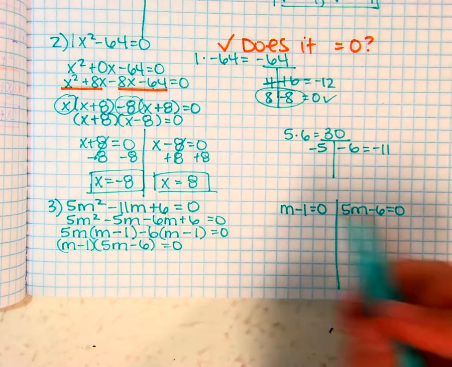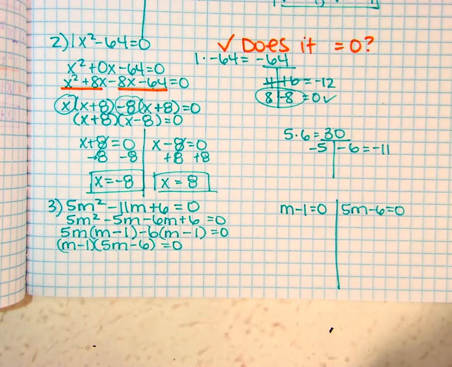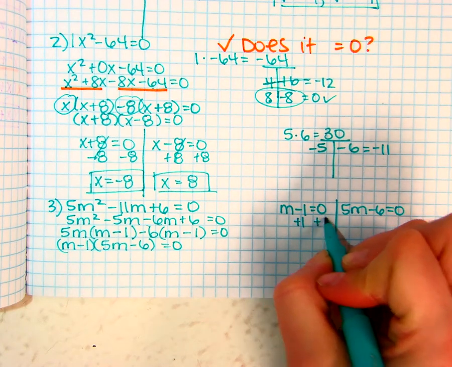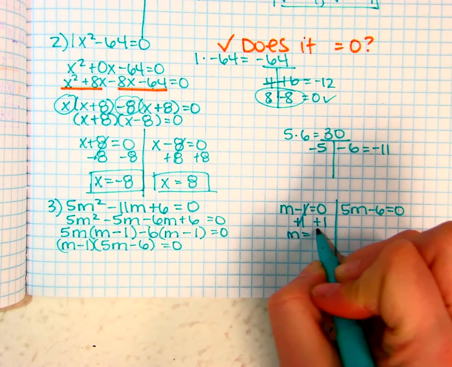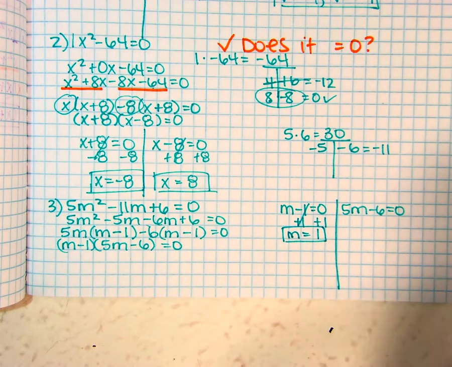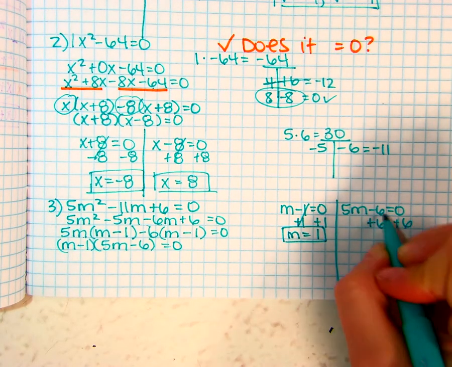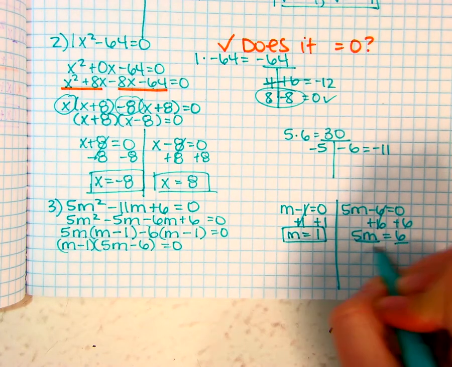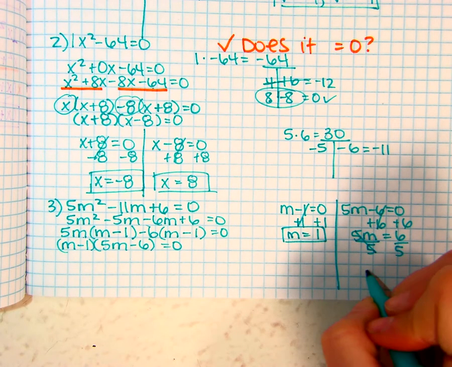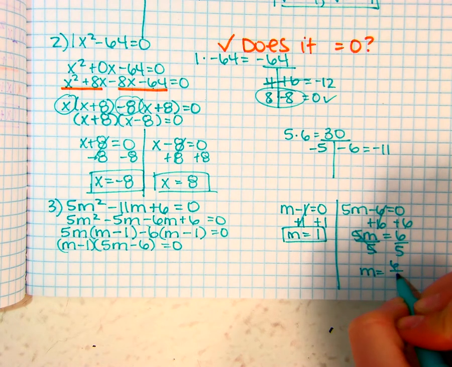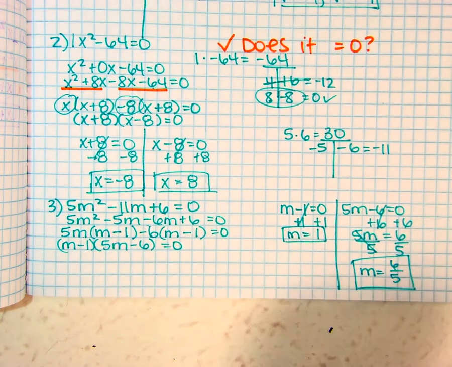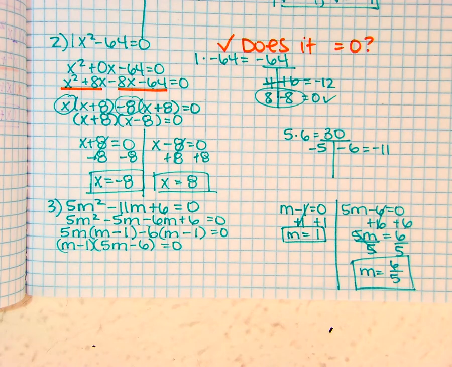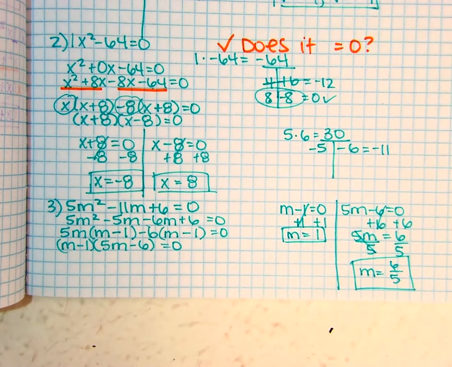All right, use our inverse operations. Pause the video, try it yourself. So m could be 1. Or m could be a fraction, 6 over 5. Both are legitimate answers.